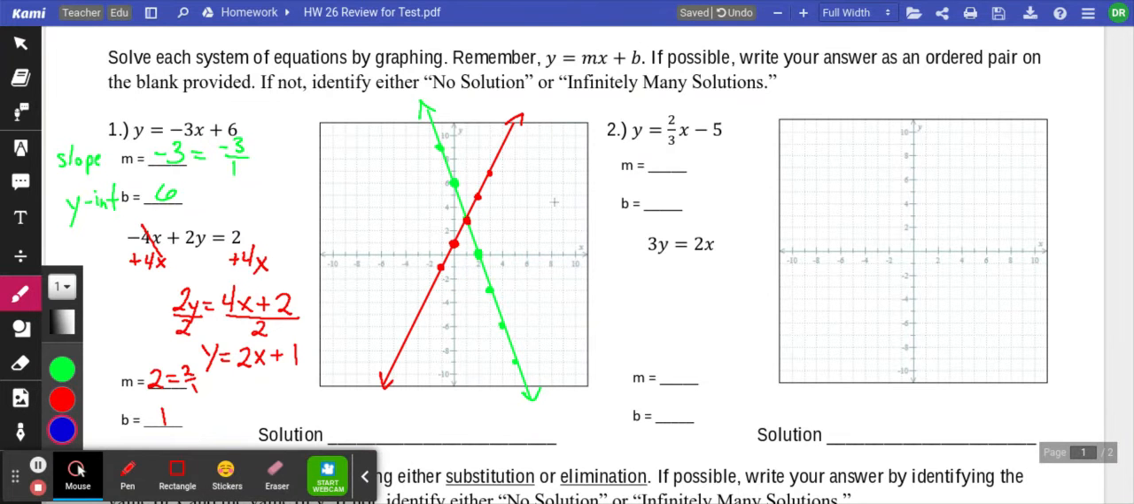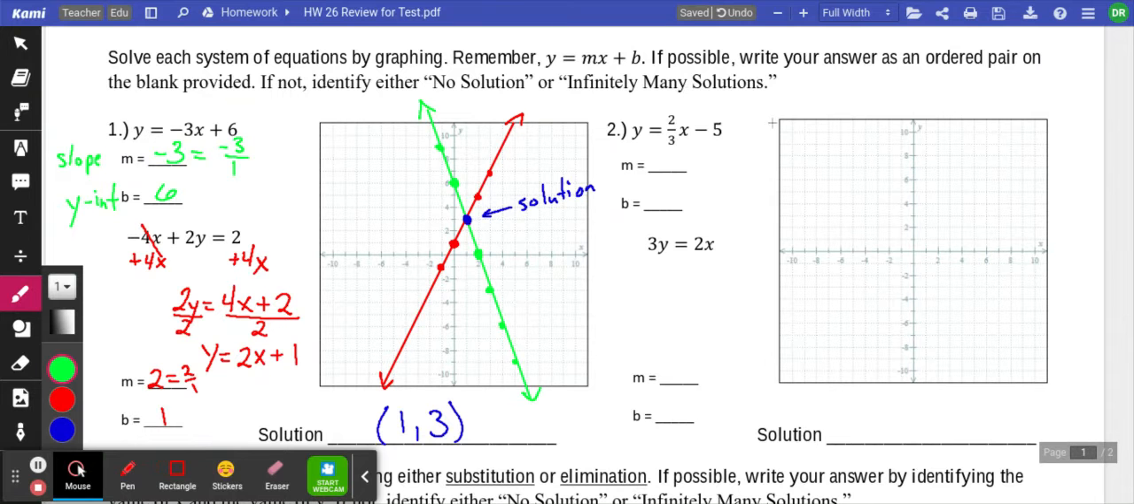And now that we have both lines graphed on the same grid, we see where they intersect, and that will be our solution, which in this case appears to be at 1, 3. Okay, so there's number 1.